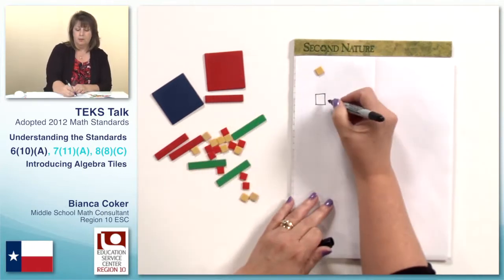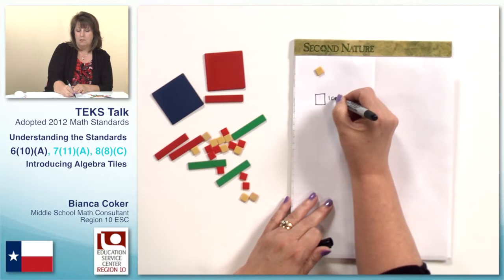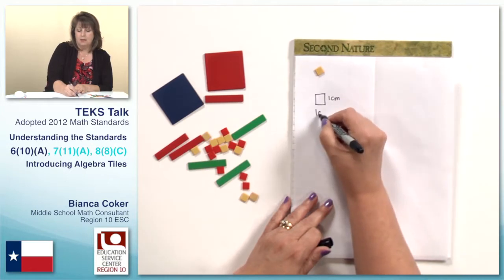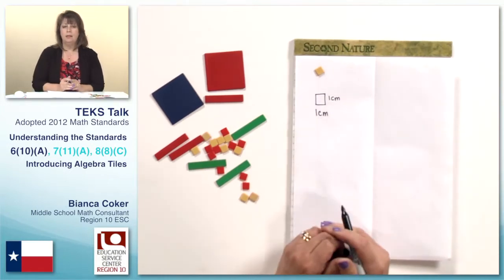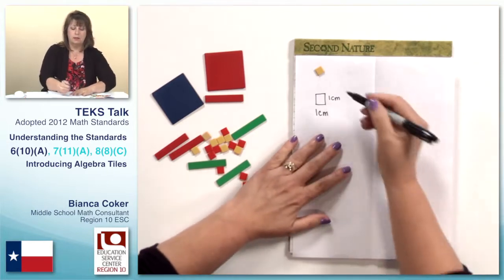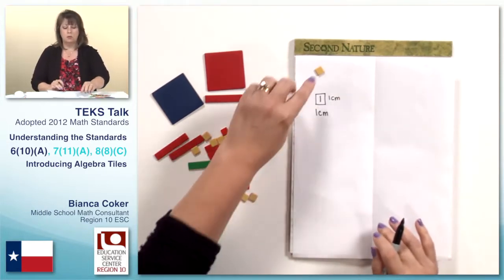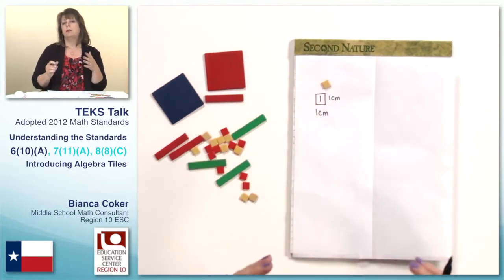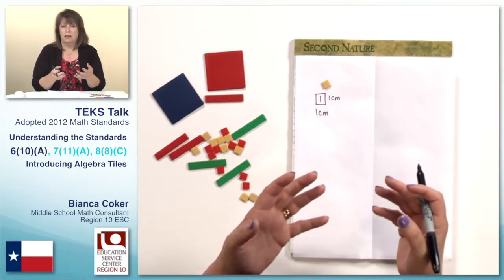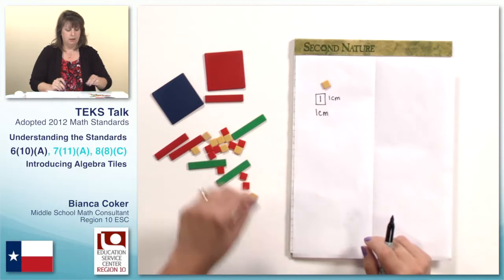So if this is my tile, then I'm going to draw a square on my paper representing this tile. And I'm going to even write down the dimensions of this little 1. 1 centimeter by 1 centimeter, and so the area of this is 1 square centimeter. And so this little 1 is going to represent a value of 1 in our work.